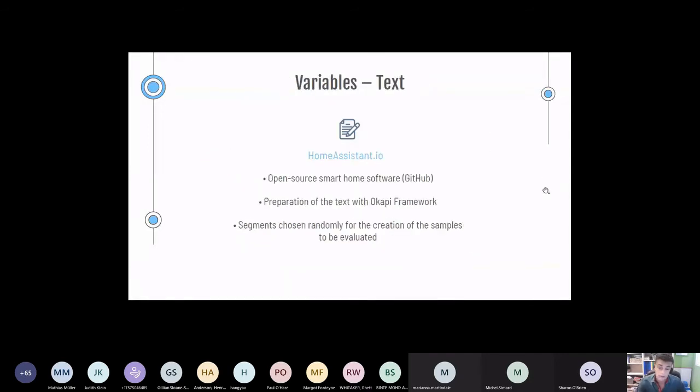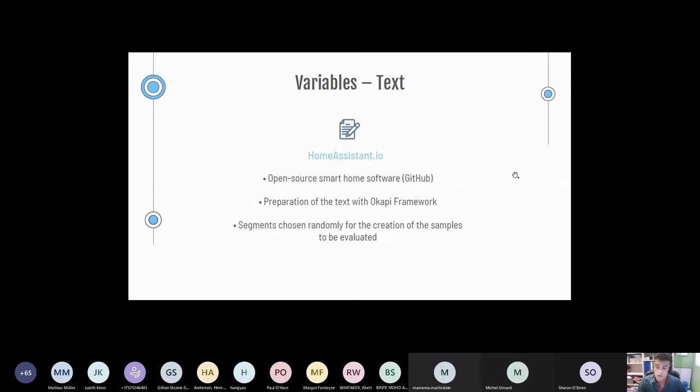Then, when we have the engines, we need a text in order to evaluate these engines. So I used Home Assistant.io, an open source smart home platform. Why is this important? Because I could download all the strings from GitHub, then prepare the text with a copy framework, and finally choose the segments randomly in order to create the text to be evaluated.